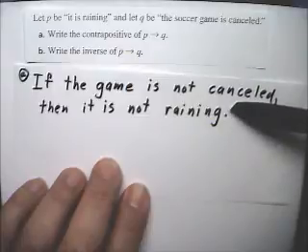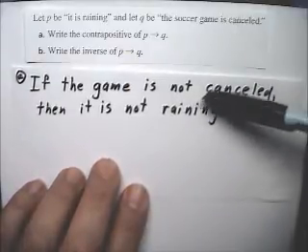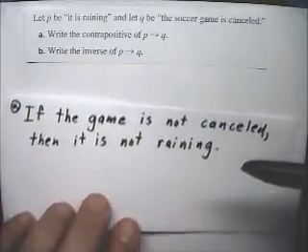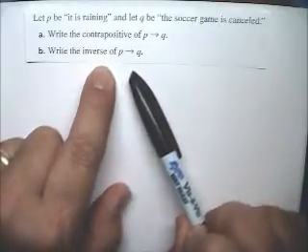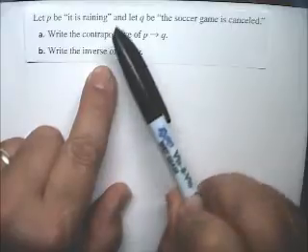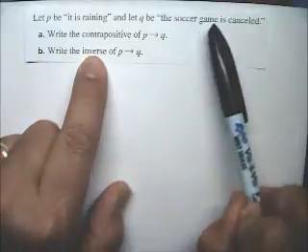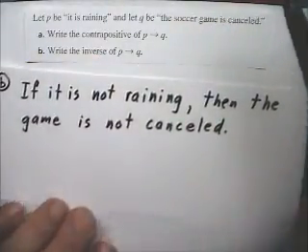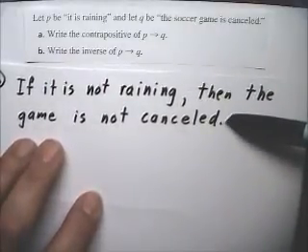Now, also this happens to be a true statement. If the original statement is true, then the contrapositive is also true. Now for B, we have to write the inverse. So the order is going to stay the same for the inverse, but we're going to say not P, so it's going to be not raining, and then not Q, so it's going to be not canceled. So if it is not raining, then the game is not canceled.